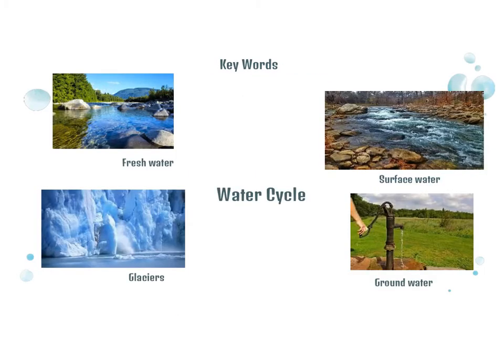Throughout this lesson, we're going to learn about many keywords that are related to our daily life: fresh water, glaciers, surface water, groundwater, and the water cycle. Make sure to write these keywords in your ESS copybook because while we're proceeding with our lesson, you have to write down the definition of each of these keywords in your own words in your ESS copybook.